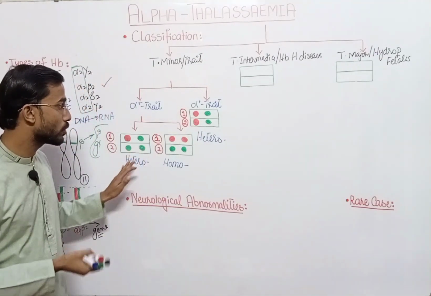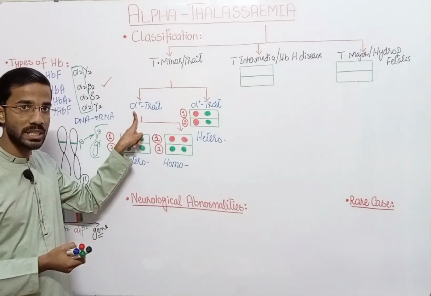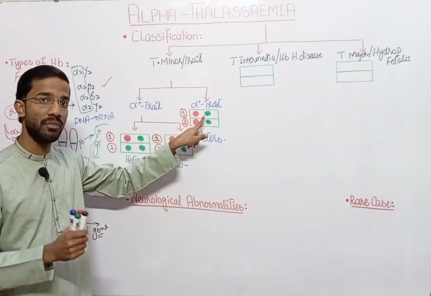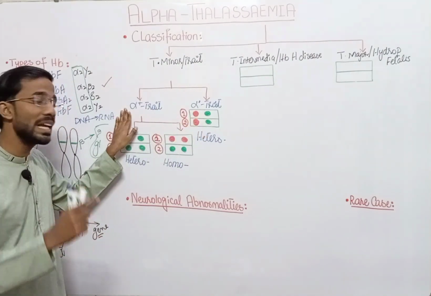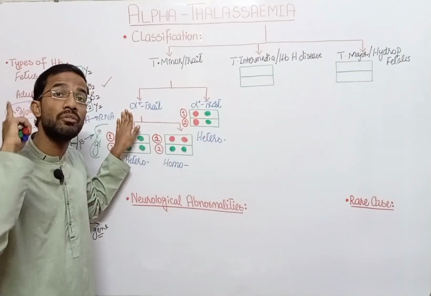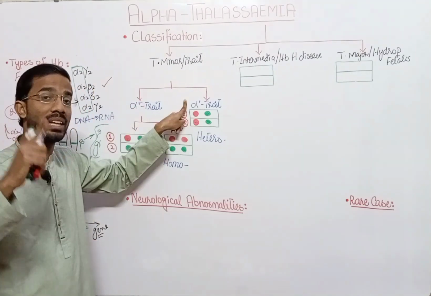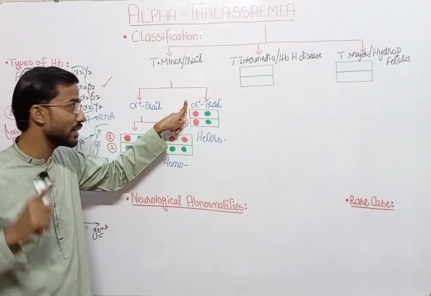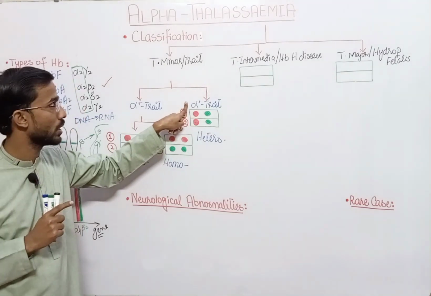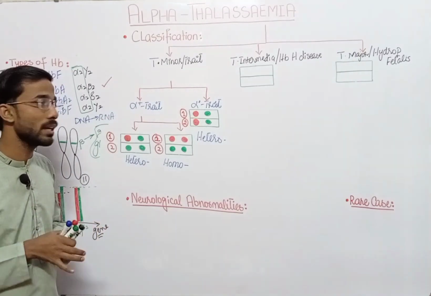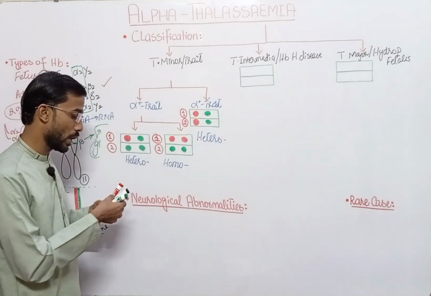So hopefully you got the point about the basic difference between the alpha positive trait and alpha not trait. Keep in mind, if there is a defect in only one gene of the alpha, then it is called alpha positive, and if both the genes are defective, then it is called alpha not trait. So this is the thalassemia minor, or you can say thalassemia trait.